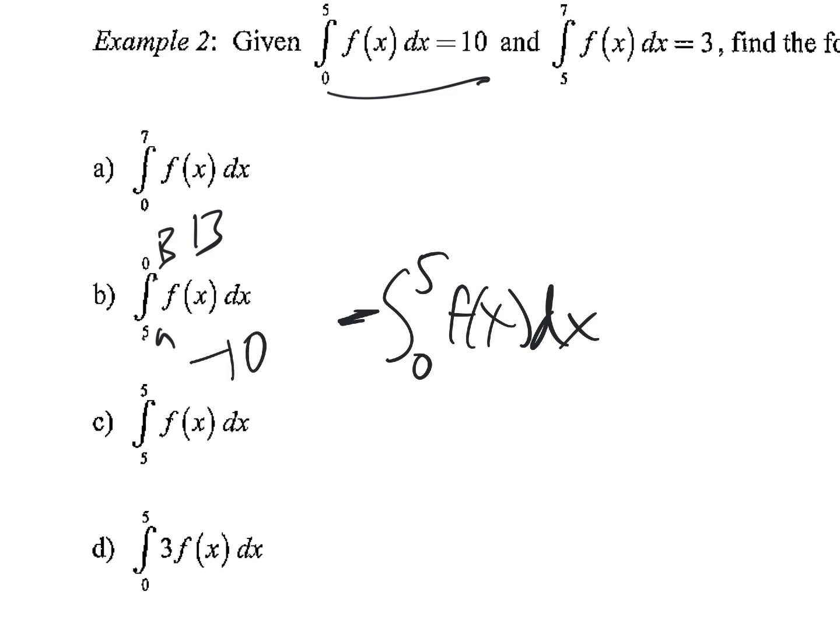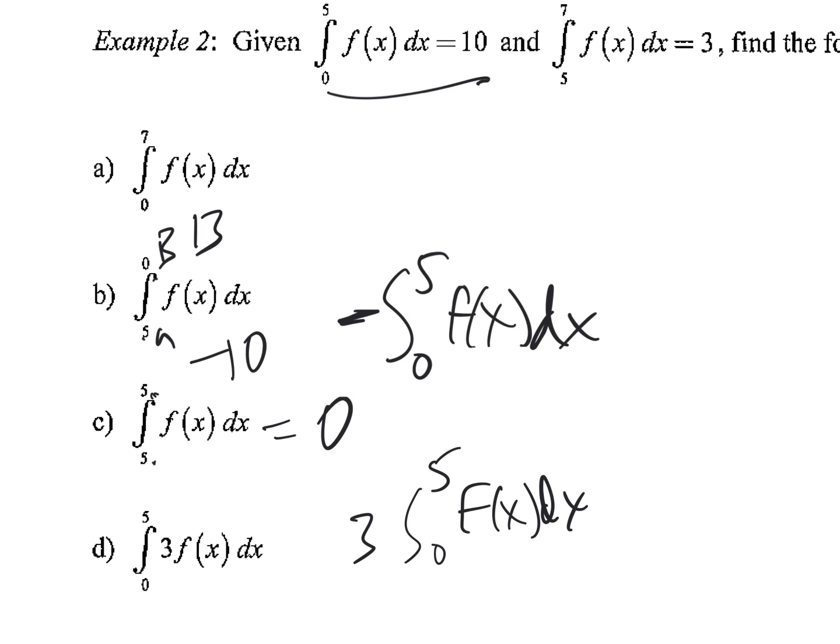And we already talked about this one the other day. When there's no change in the width, if we're going from 5 to 5, there's no change because those limits of integration are the same. The area is 0. And then we have that constant multiple again, 3 times the integral from 0 to 5 of f of x dx. So that's just going to be 3 times 10, which is 30.